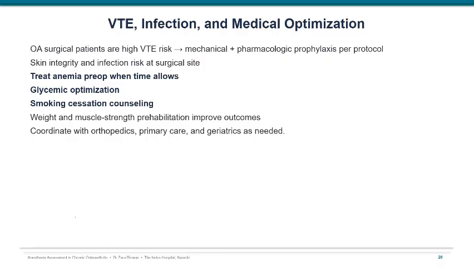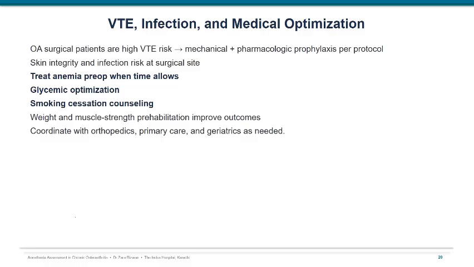How can we prevent venous thromboembolism? It's one of the major complications that occurs in most chronic osteoarthritis patients. So we can go for mechanical and pharmacological prophylaxis, like TED stockings, earlier mobilization and earlier physical therapy. We can start anticoagulants and antiplatelets whenever possible.